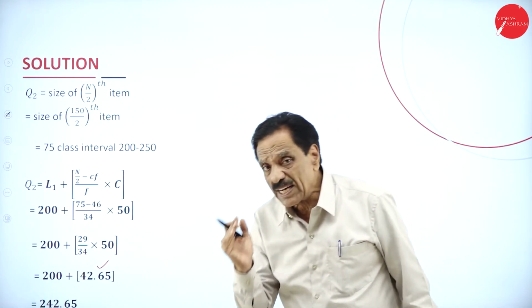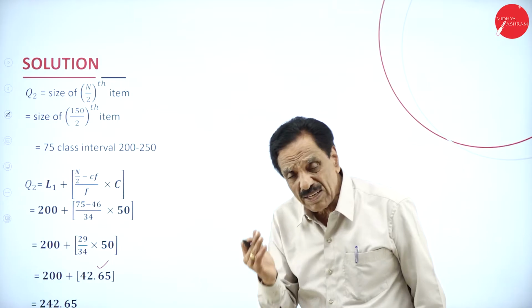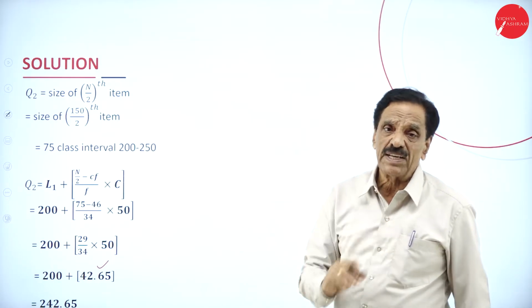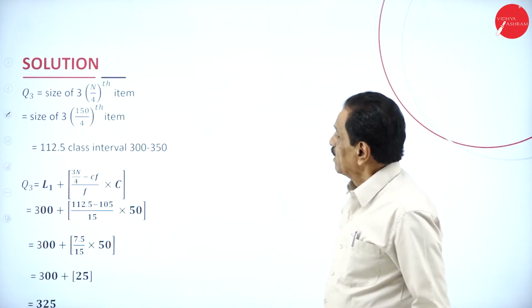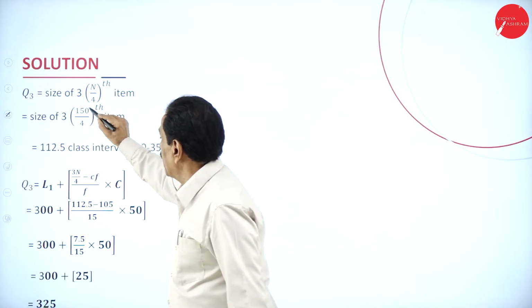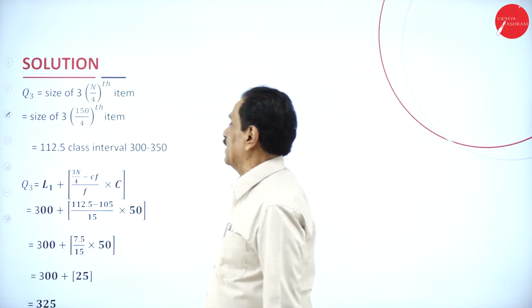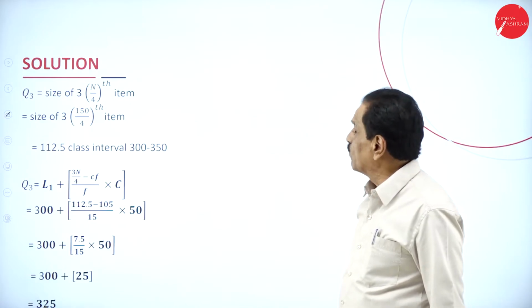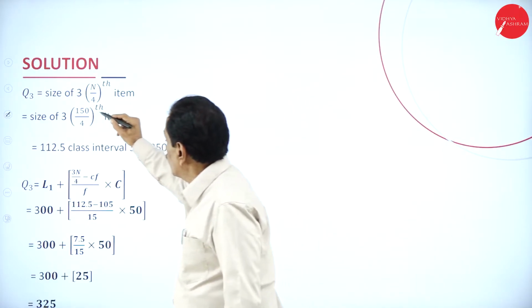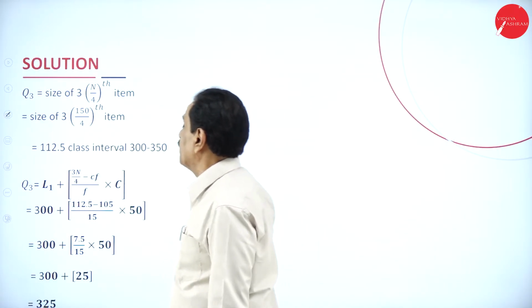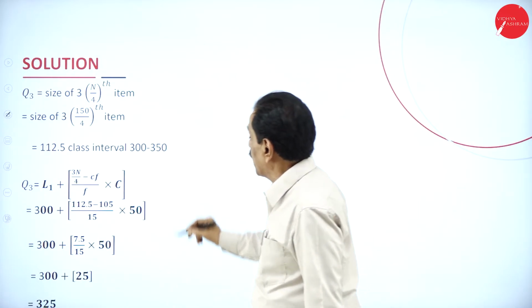242.65. You calculated Q1, you calculated Q2. What you require is Q3. Q3 is equal to size of 3 into n by 4th item. Size of 3 divided by 4th item. 3 into 150 by 4. If we simplify this, it is 112.5.